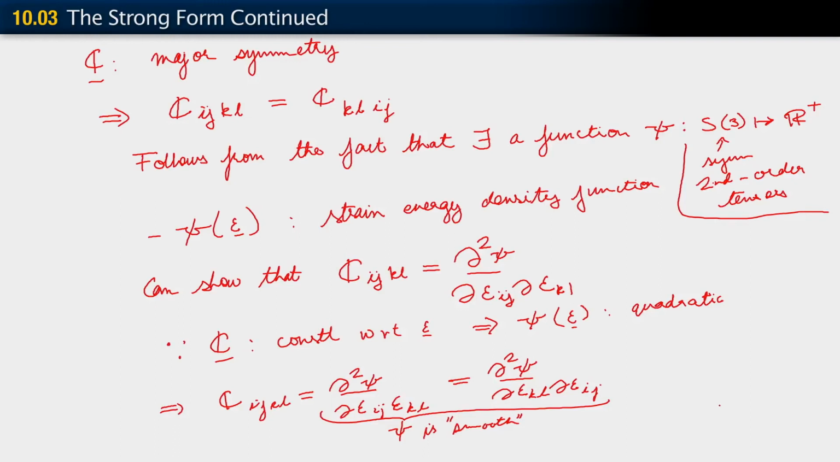If psi is smooth enough, we can interchange the order of derivatives of epsilon ij and epsilon kl. But then, if you look at the third member of this equation, this by definition is just C klij, and what we've called our major symmetry has just been proven. So the fact that C has major symmetry really follows from the existence of the strain energy density function.